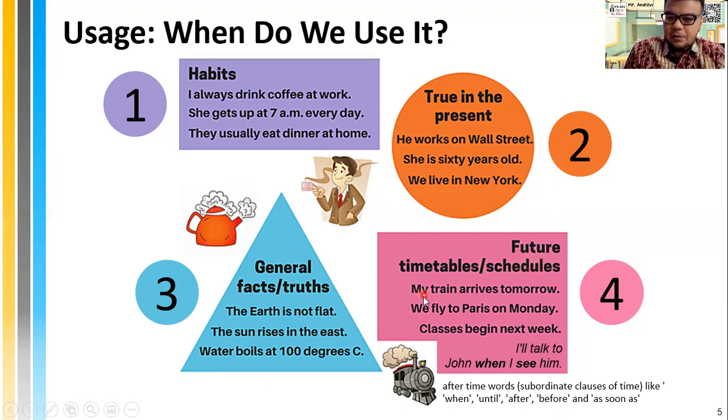Fixed schedule. So for example, my train arrives tomorrow. It's a fixed schedule from, for example, the train company, that the train will arrive tomorrow, or the train arrives tomorrow. So we fly to Paris on Monday. Classes begin next week from the school.